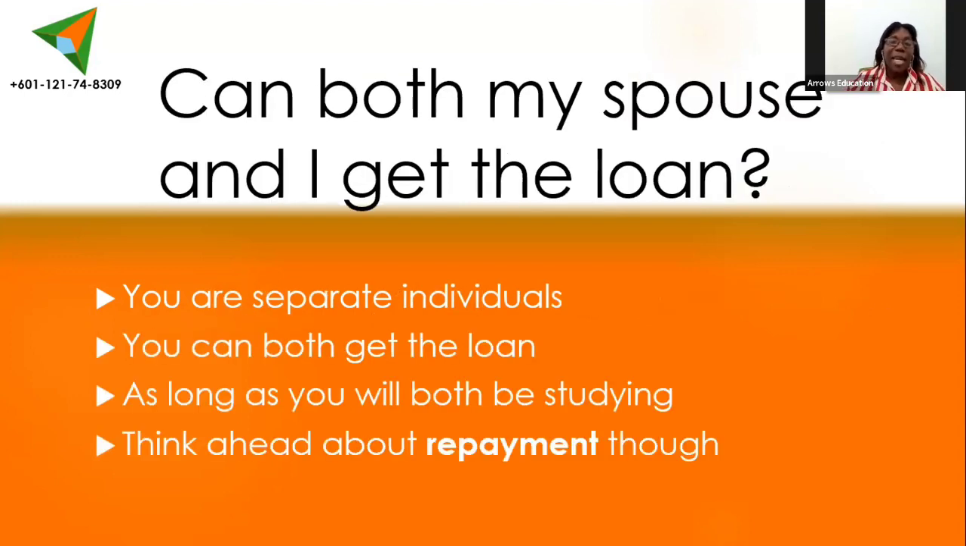Can both my spouse and I get the loan? Yeah, that's a question somebody asked. I get the loan, my spouse also gets the loan. Of course, you are separate individuals actually. So you can both get the loan as long as both of you will be studying. But you need to think ahead about repayment, because in my language there is something they say: to eat pork is very, very easy and interesting, but to pay back for that is always the problem. So you think about repayment as you are thinking about enjoying the loan.